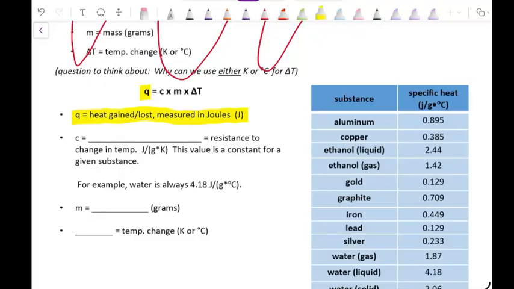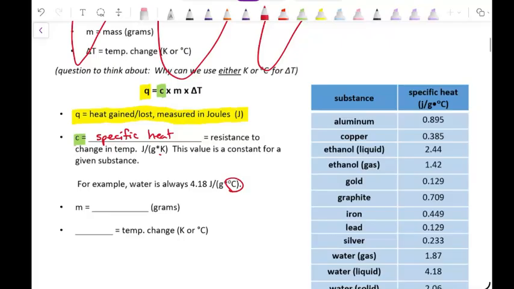The next part of the equation, C, is a unique variable that we haven't seen before. That is called specific heat, okay? And specific heat just means the resistance to change in temperature, all right? It's measured in joules per gram times kelvins, or you can also measure it in joules per gram times degrees Celsius, and we'll get into why both of those are okay in this case. But basically, it's how resistant something is to changing temperature.